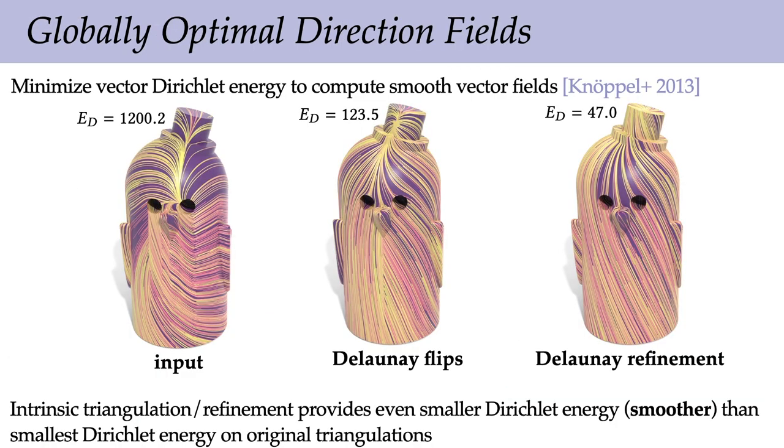The same property also makes vector field energies smoother when working on intrinsic triangulations, and in particular, high-quality intrinsic triangulations. Here we see smoothest vector fields look much, much more natural when computed on a Delaunay refinement compared to the original representation of the domain.